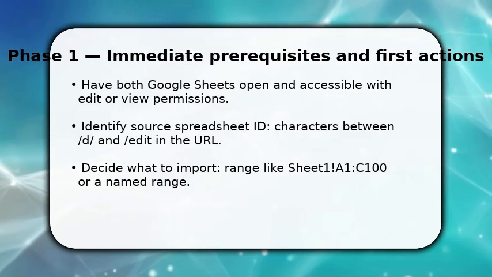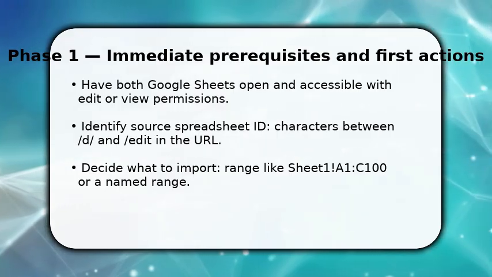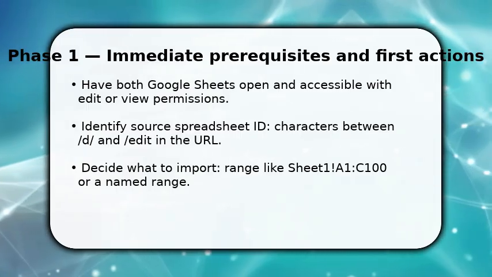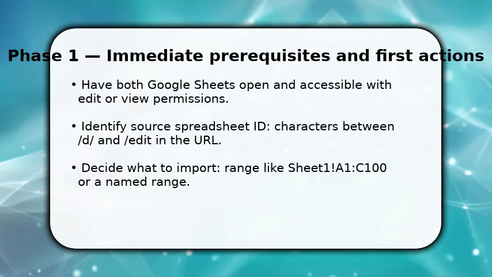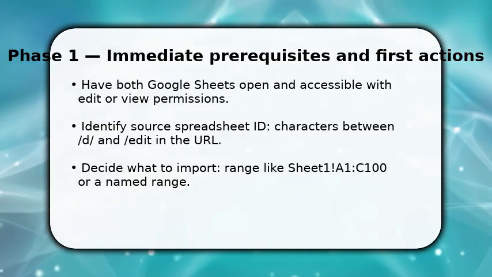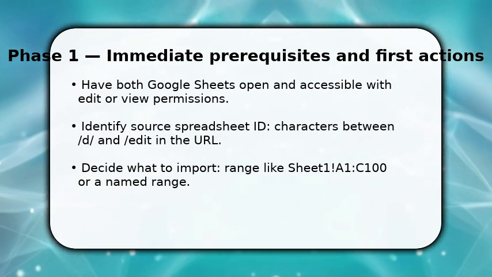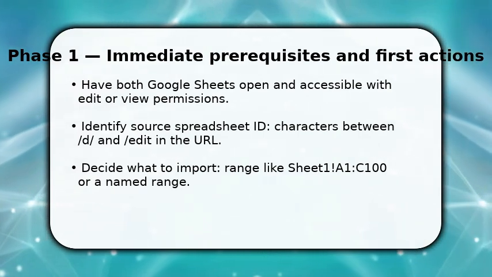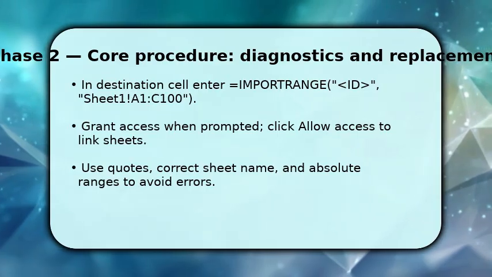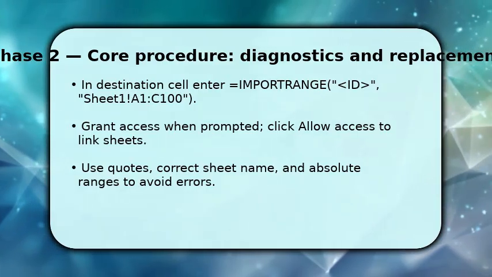Then decide the exact range or named range to import, for example Sheet 1, A1:C100. Once done, you're ready to paste a formula in the destination sheet to request the data and prompt the permission dialog. You'll now create the live link using IMPORTRANGE. Type =IMPORTRANGE(source ID, "Sheet 1!A1:C100") in the destination cell and press enter.